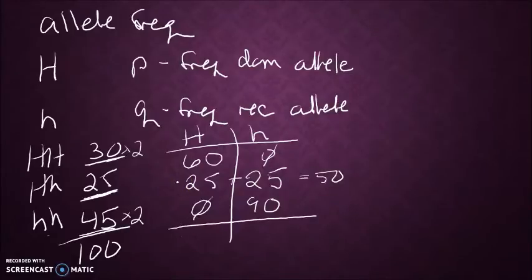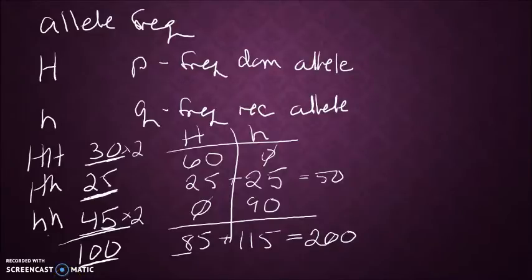Now we're going to total these up. So 60 plus 25 equals 85 big H's, and 25 plus 90 equals 115 little h's. That's our total number of alleles in our population. But again, we want frequencies. So to find our frequency, we have to divide by the total number of alleles. We add these two together to get our total: 85 plus 115 is going to equal 200, and it should equal double our number of people.